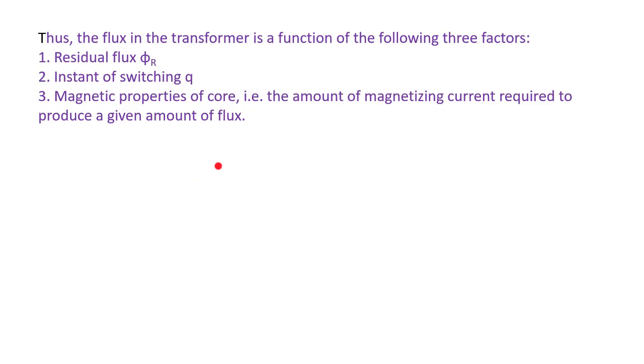Thus the flux in the transformer is a function of the following three factors. What are the three factors? First is your residual flux phi r, and second one is your instant of switching theta. Then the magnetic properties of the core, that is the amount of magnetizing current required to produce a given amount of flux.